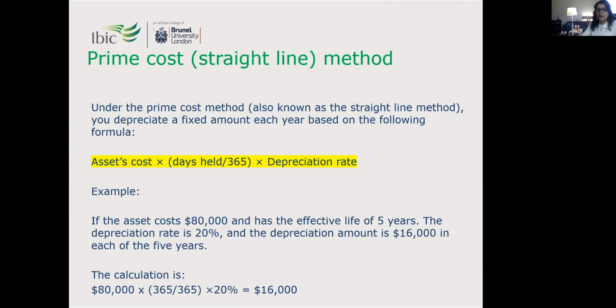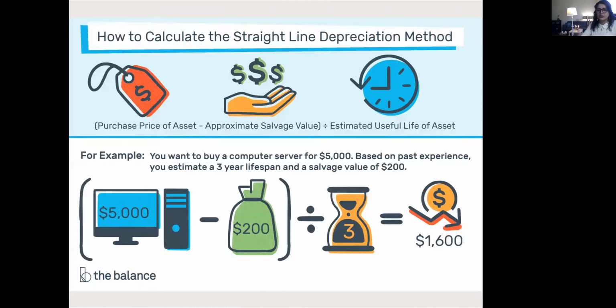Then the calculation is going to be 80,000, which is the asset cost, multiplied by number of days in a year over number of days in a year, which is 1, and then multiplied by the depreciation rate, and then we have $16,000 as depreciation. I hope that you understand the first methodology.